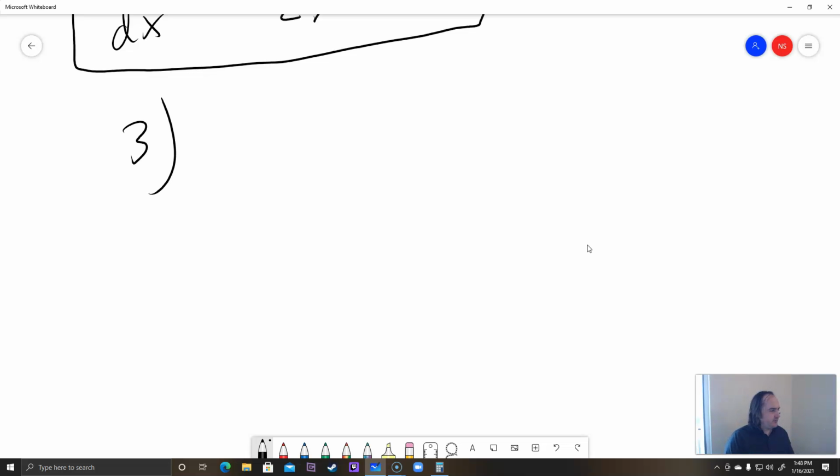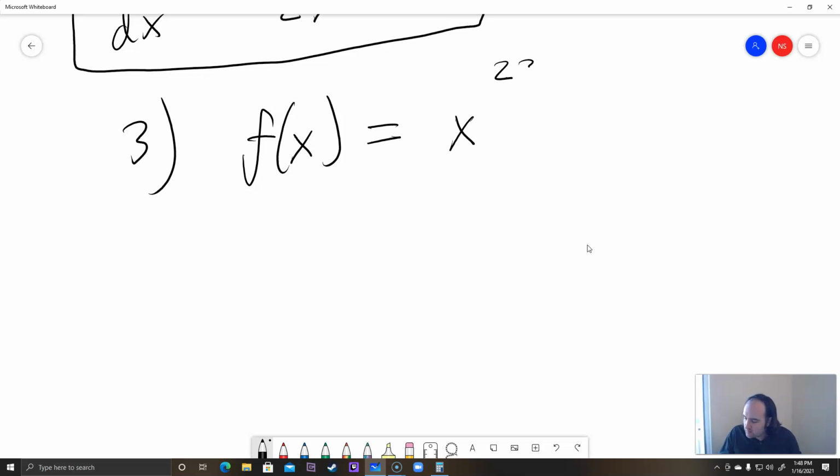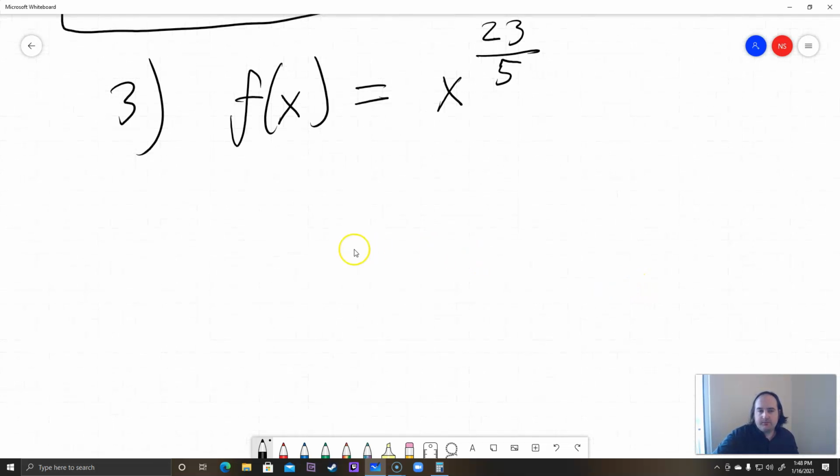Problem number 3. We want to find a formula for d f inverse dx, where f of x is equal to x to the 23 over 5. F of x equals x to the 23 over 5. All right, so once again, I'm going to be using method 2, which is just usually quicker than the derivative rule. So we're going to first find f inverse. So to do that, we replace f of x with y. So we get y equals x to the 23 over 5.